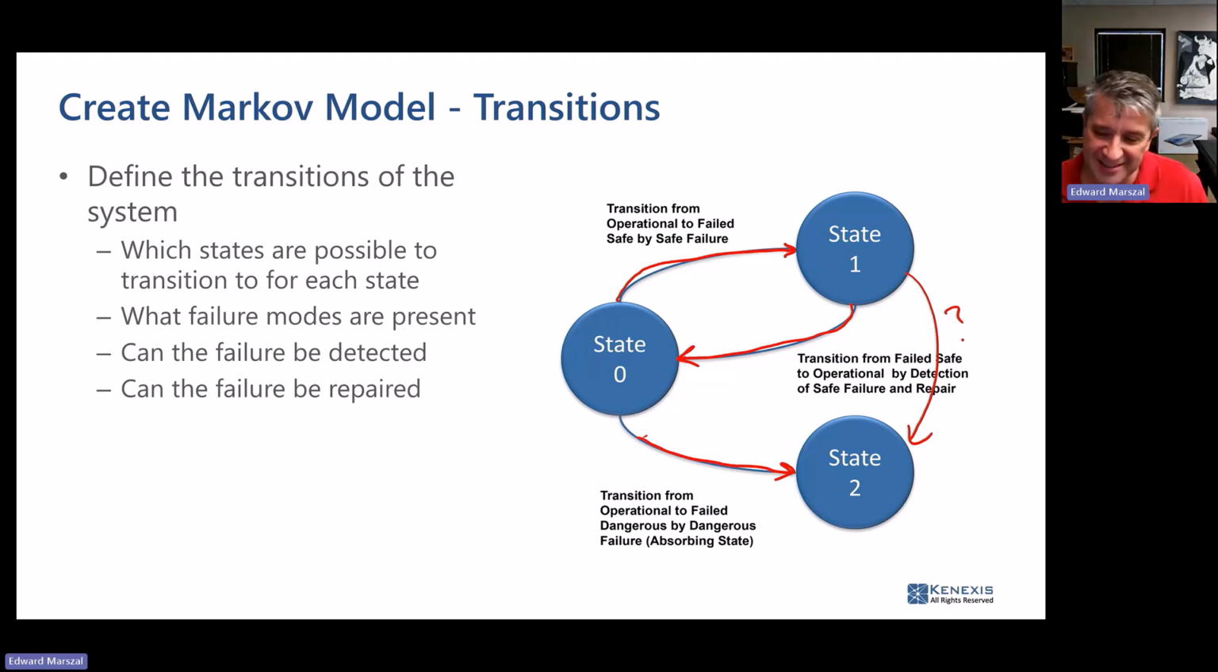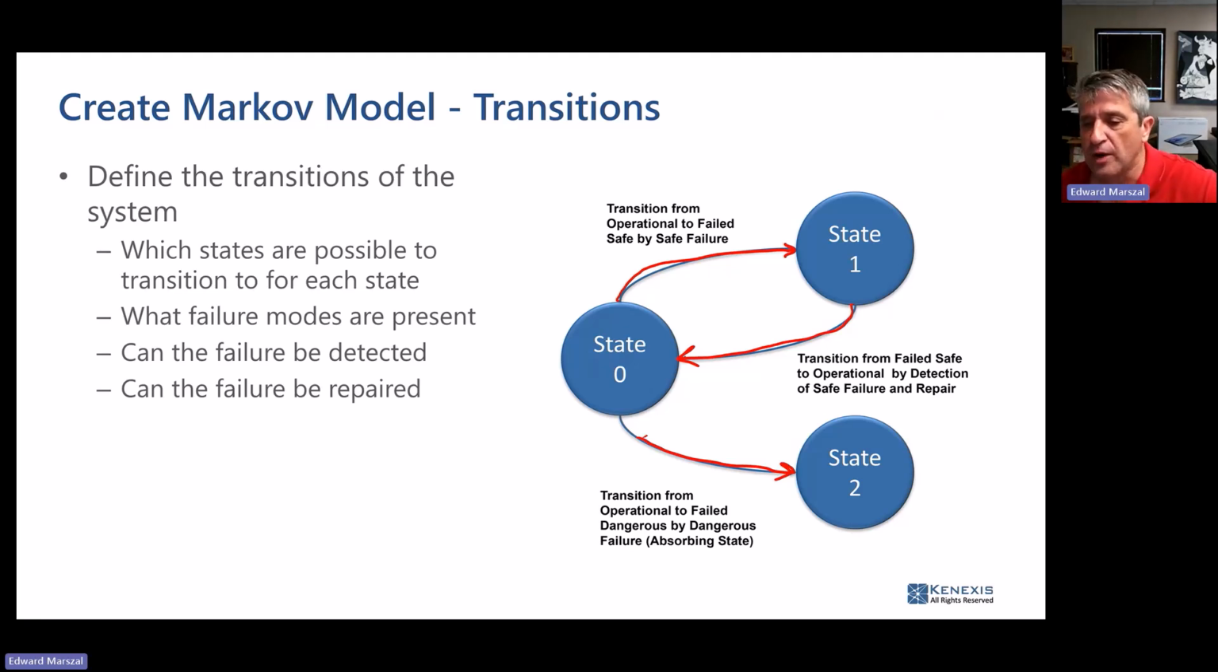But in reality, is that actually true? I am aware of several instances where the action of trying to repair a failed safe component resulted in that component being failed dangerous because there were human errors in the repair process. So it's questionable whether there isn't a transition from state 1 to state 2. But since we're looking at random hardware failures and we want to make our life easier, we're going to assume no, we can't get from state 1 to state 2.